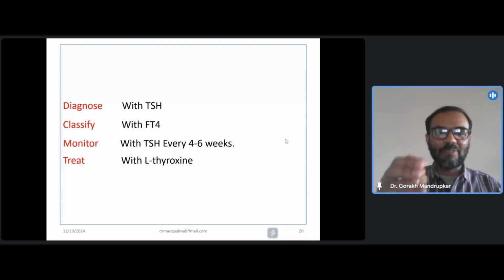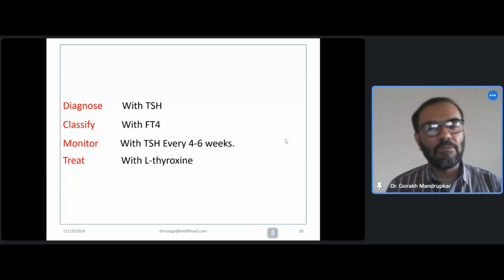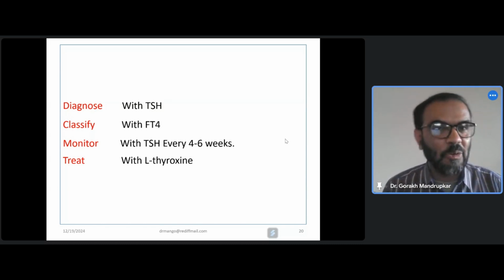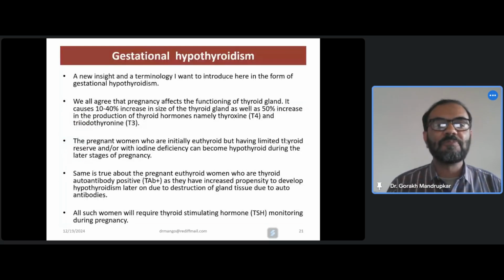So again, it is a jhamela of the thyroid. So I repeat, screen and diagnose with TSH, classify with free T4, monitor with TSH every 4 to 6 weeks, and treat with L-thyroxine, and that's it.